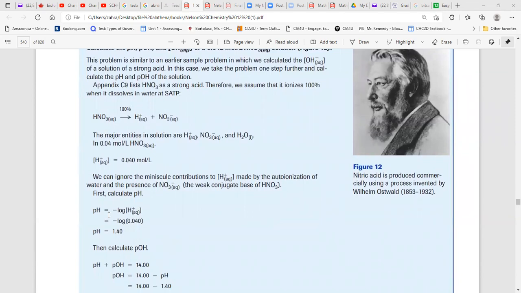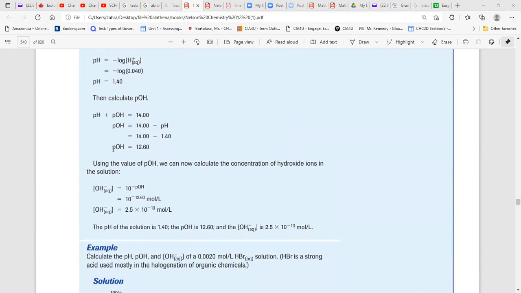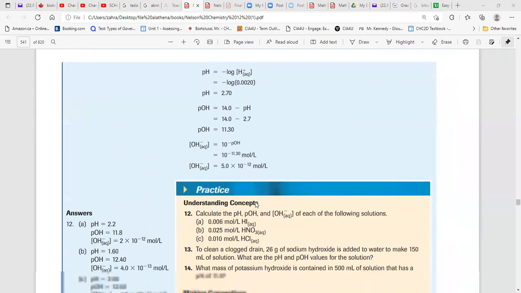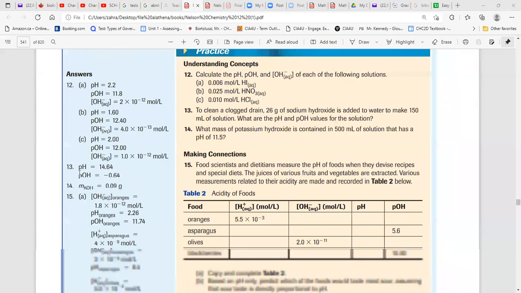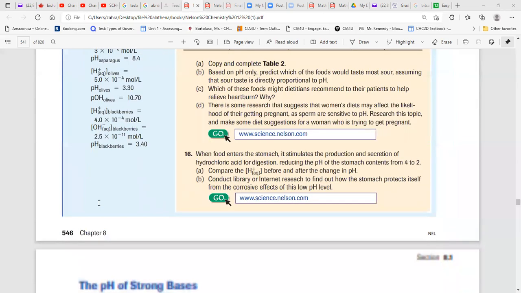The pH is then negative log of H plus, which is 1.4. Knowing pH plus pOH is 14, rearranging for pOH, you have 12.6. If you have pOH, turning to the concentration of OH is 10 power negative pOH, and you will have that. That would be the same process for this question. For practice, you can do question number 12, 13, and 14.